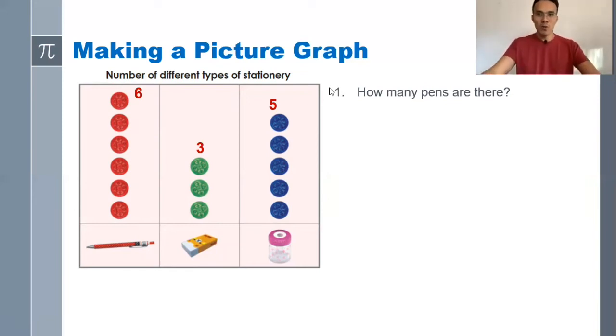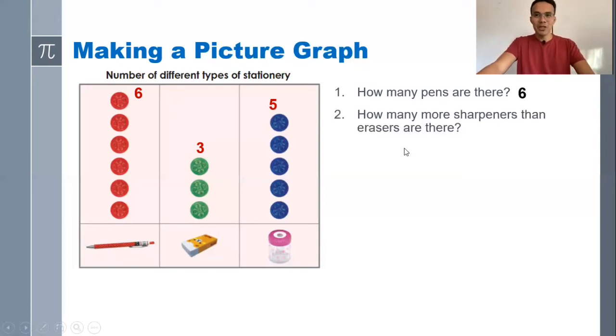All right, let's now move on to question number 1. Question number 1, how many pens are there? Even if you're going to close your eyes, you can tell how many pens there are. But don't do that, because if you're going to close your eyes, you can't see the number 6 here. See? The number of pens is 6.